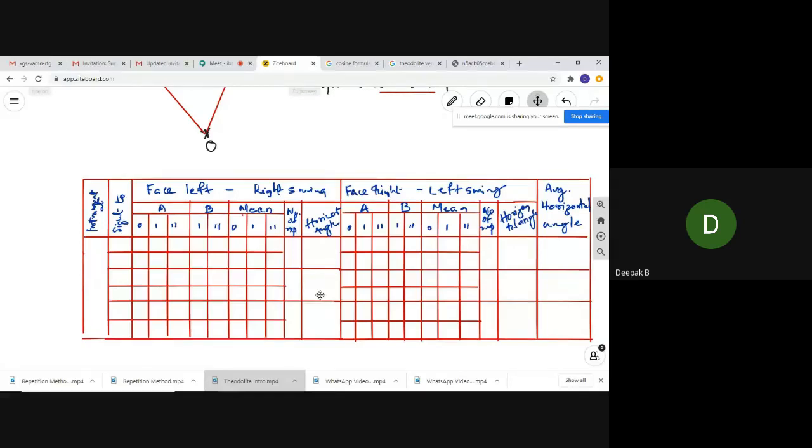How long will you take to write this table, to draw this table?